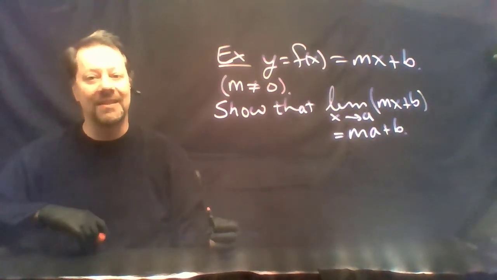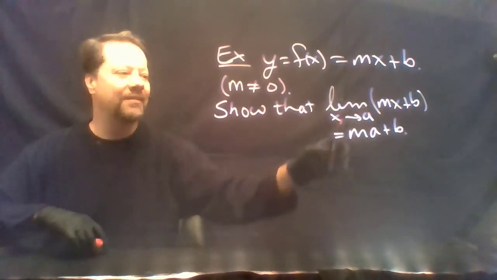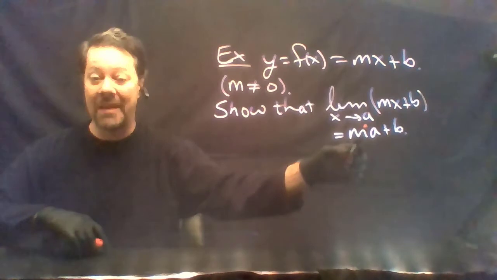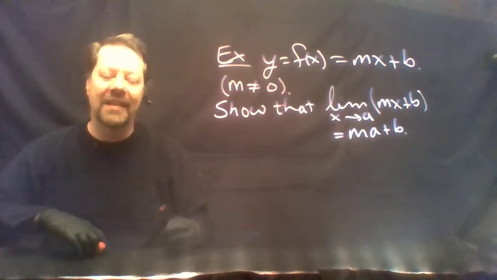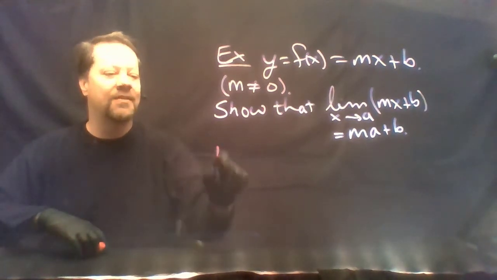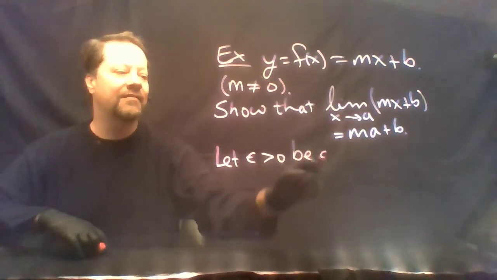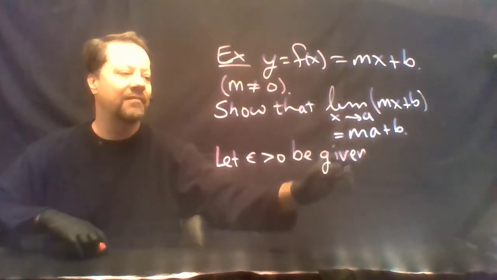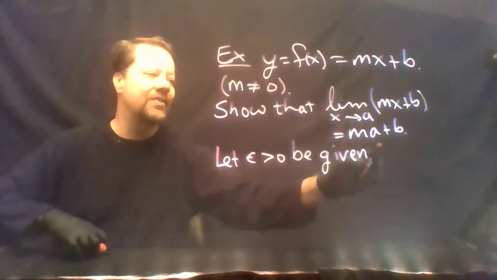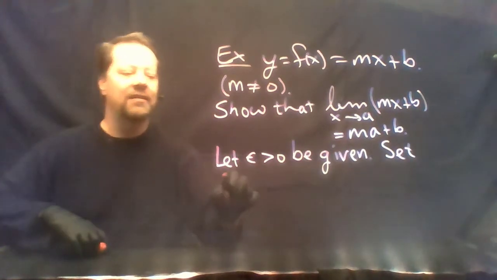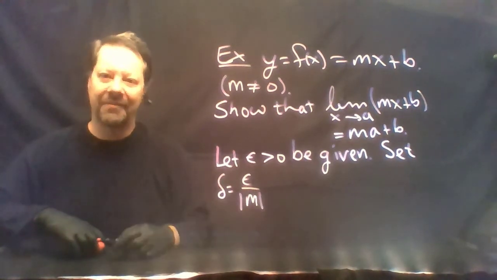That should make a whole lot of sense if our theorems are true, since mx plus b is a polynomial, and polynomials are continuous. You may evaluate limits by simple substitution. But we're going to prove this using the epsilon-delta approach. So we're going to start with let epsilon greater than 0 be given. For straight lines, you always set delta to be epsilon divided by the magnitude of the slope.